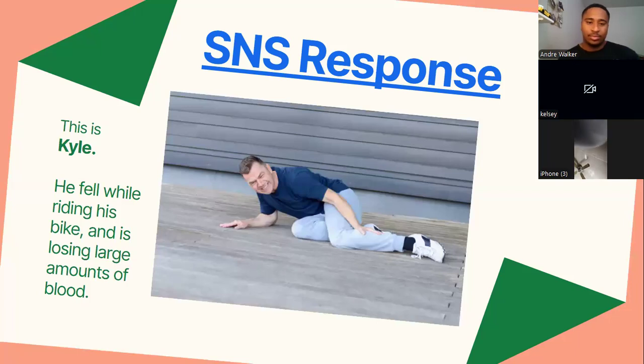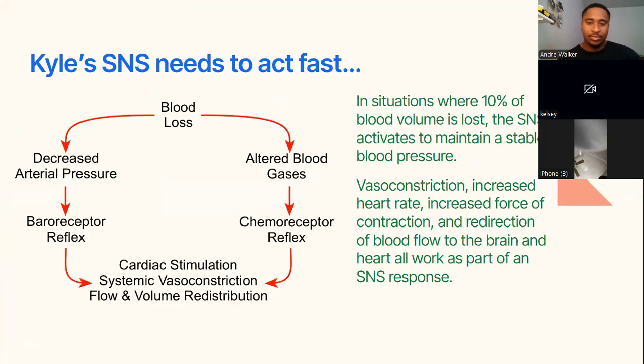Getting into a sympathetic nervous system response, this is Kyle. Kyle fell while he was riding his bike and is losing large amounts of blood. Kyle's sympathetic nervous system needs to act fast. In situations where 10% of blood volume is lost, the SNS activates to maintain a stable blood pressure.